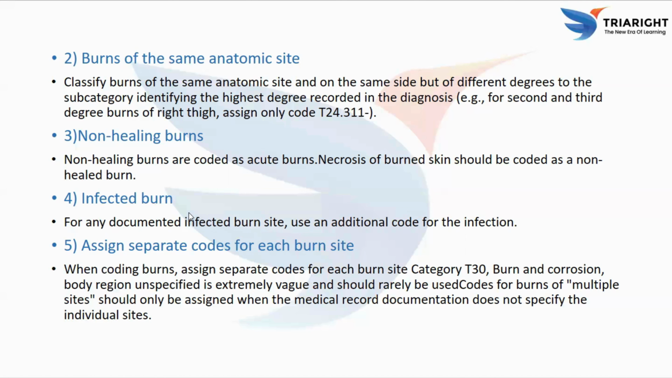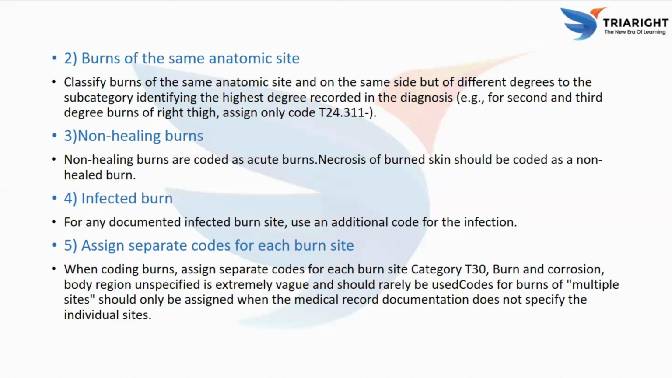So the next guideline is about infected burn. So for any documented infected burn, you have to code the burn first and then you have to add an additional code for the infection. So why do you have to add the infection code? Because burn codes do not identify the infection. So infection affects the treatment as well as the severity. So there are common additional codes like cellulitis, L03, wound infection and sepsis. If it is present and documented, you have to assign the additional codes for these infections.